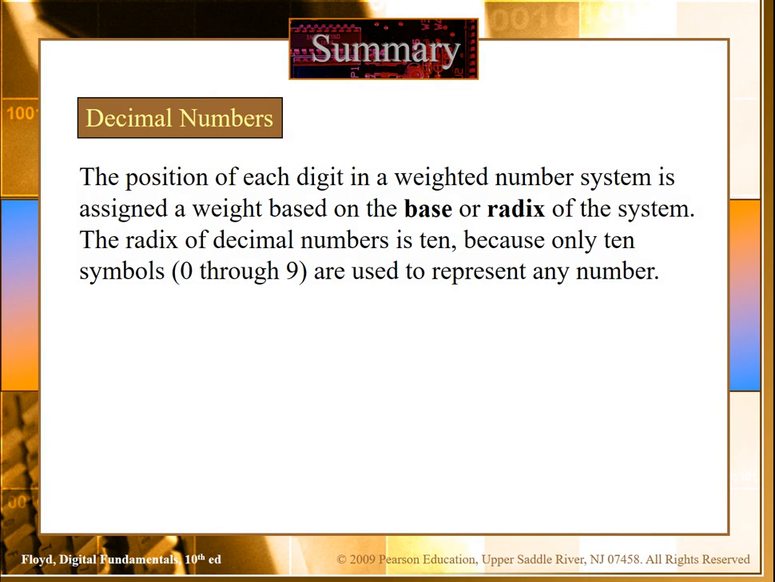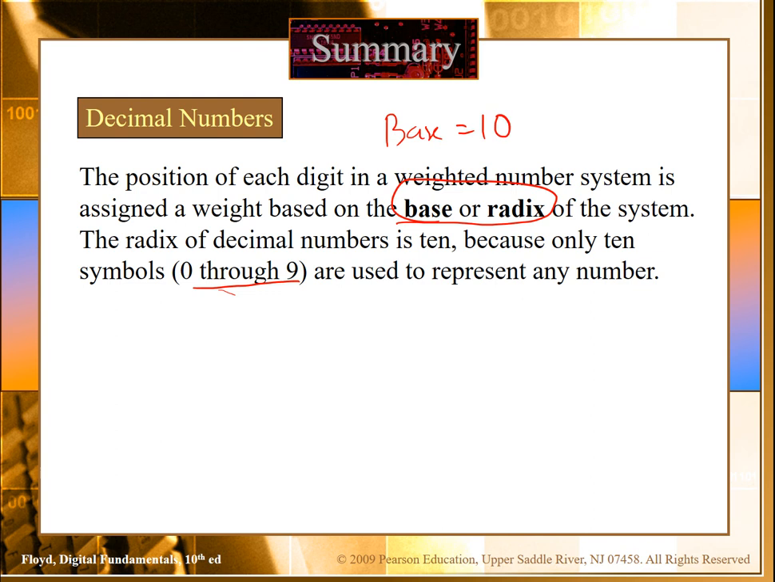So let's start with the decimal numbers. We know 0, 1, 2, 3, 4, 5, 6, 7, 8, 9. 0 to 9 are the decimal digits, and we usually use them to represent numbers. Basically, every number system has a base, or radix. For the decimal system, our base is 10.